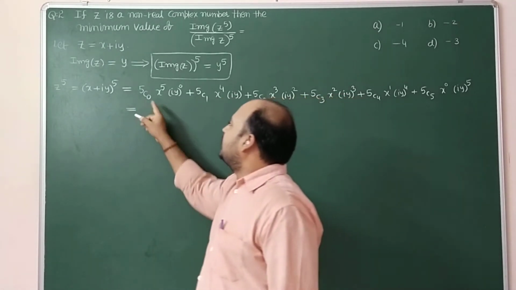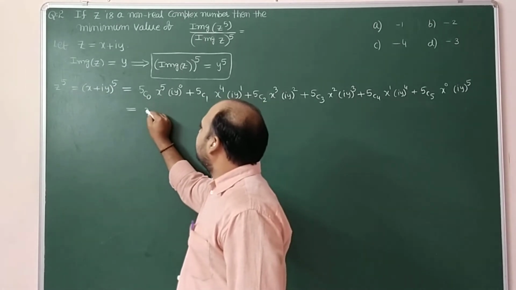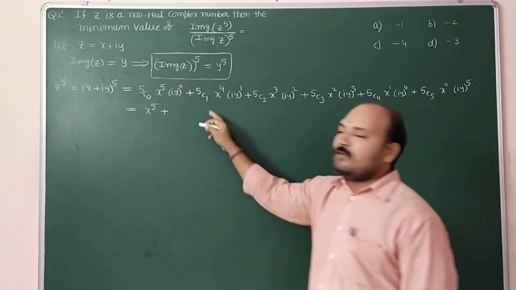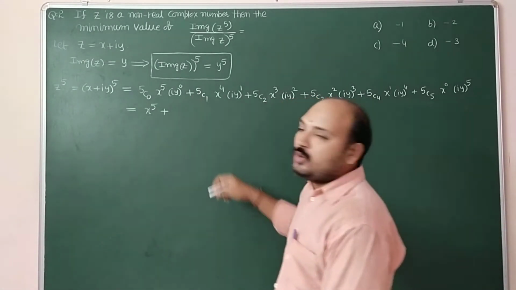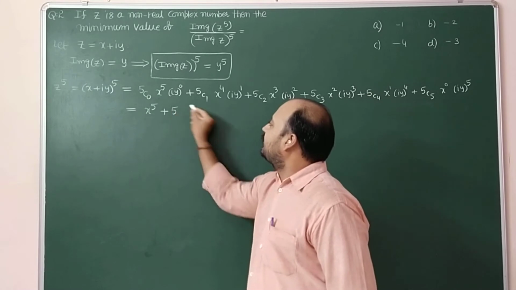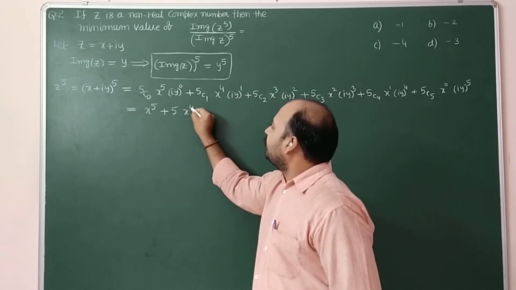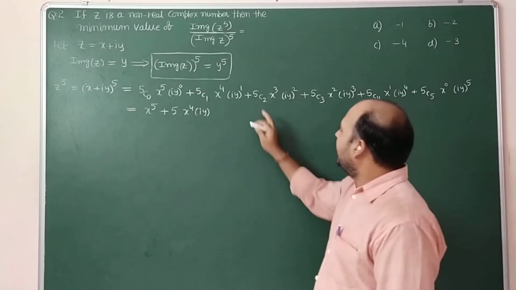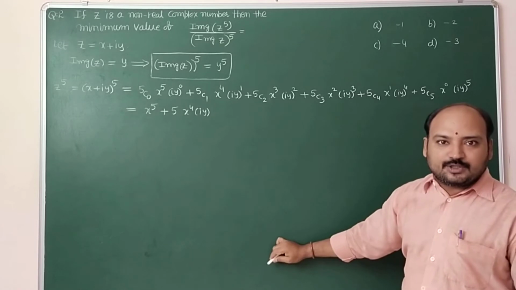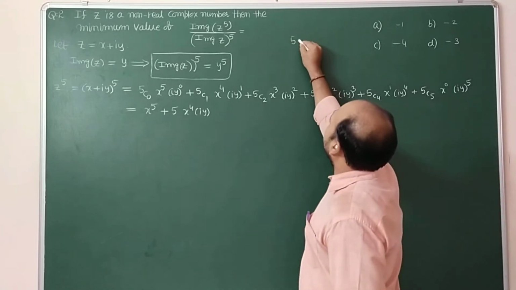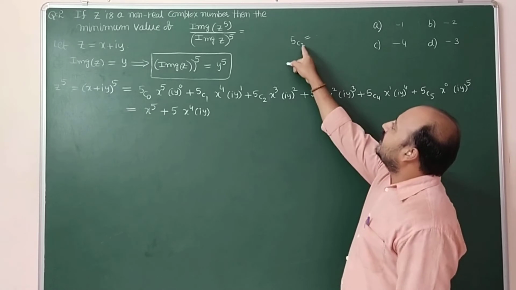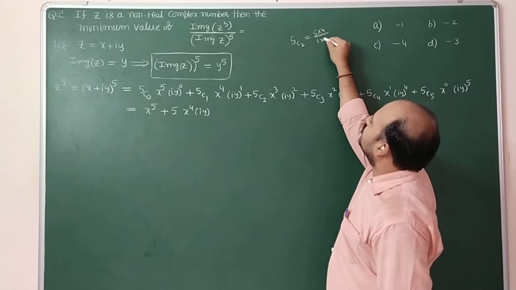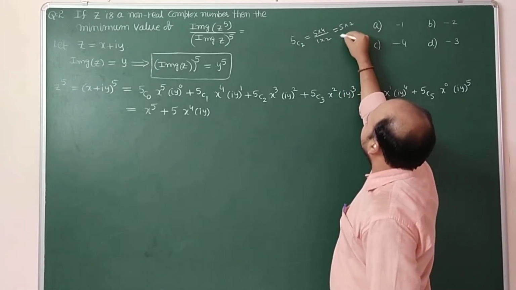Now one by one, term by term you have to expand. 5C0: nC0 is 1, so 5C0 is also 1, 1 into x power 5 is x power 5, anything power 0 is 1, plus 5C1. nC1 is equal to n, so 5C1 is 5, x power 4 into (iy) whole power 1 is iy. Next 5C2, what is 5C2? 10. 5C2 we can expand like this: here 2 is there, no? 5 and the below value, so 5 into 4 divided by 1 into 2. So it will become 5 into 2 equal to 10.